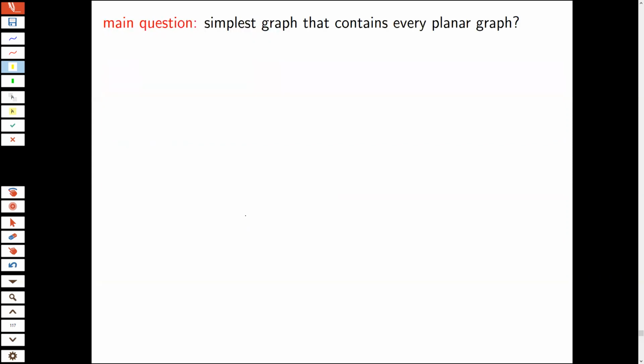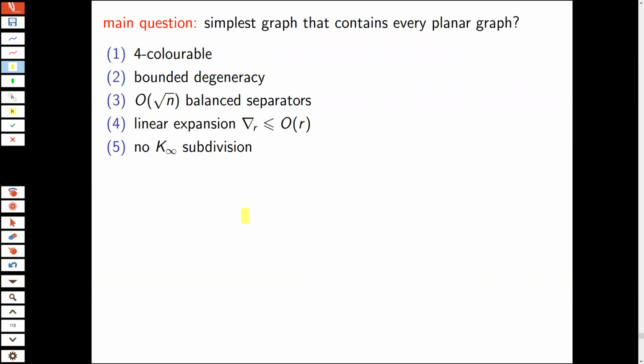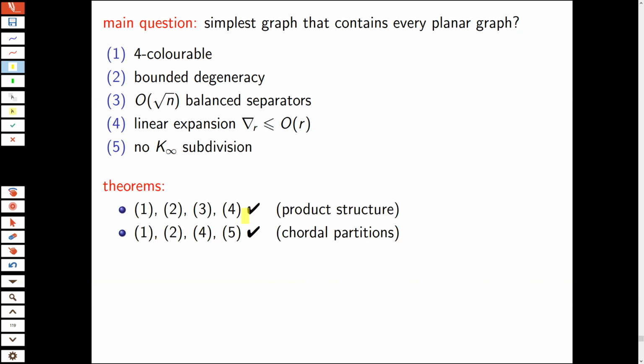Okay, let me finish and wrap up. Let's go back to the original question. What is the simplest graph that contains every planar graph? And we identified these properties here, 1, 2, 3, 4, 5, and I showed you that the construction based on products satisfies properties 1, 2, 3, and 4, and the chordal partitions construction satisfies 1, 2, 4, and 5. So the natural question is, well, can you do them all? Can you get a construction that satisfies 1, 2, 3, 4, and 5?